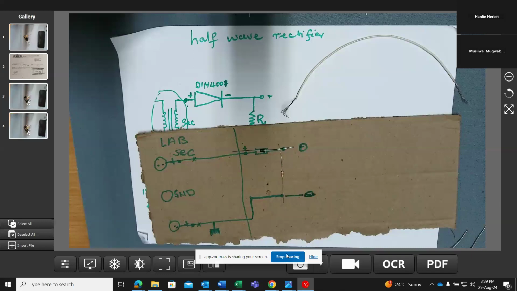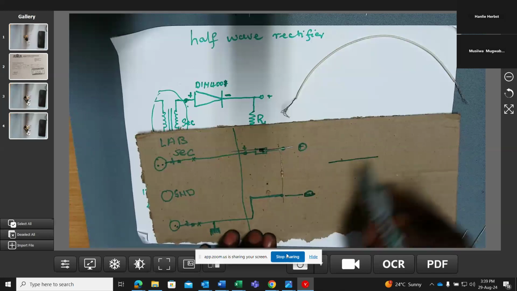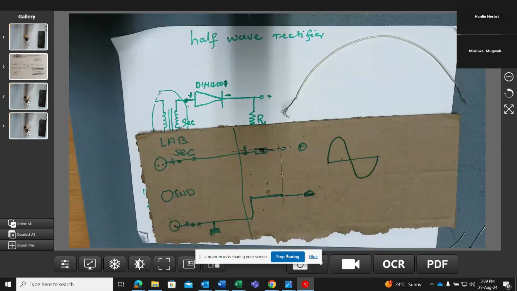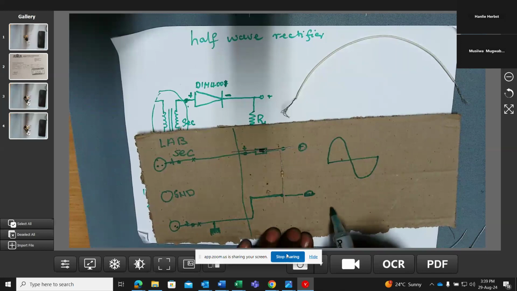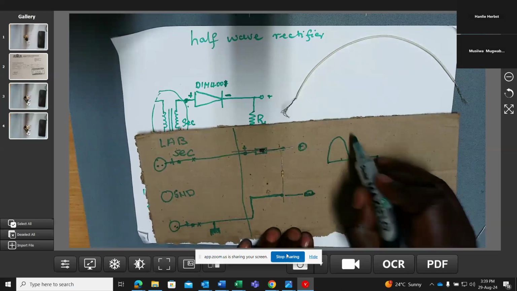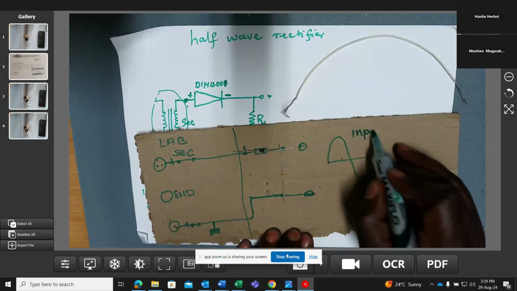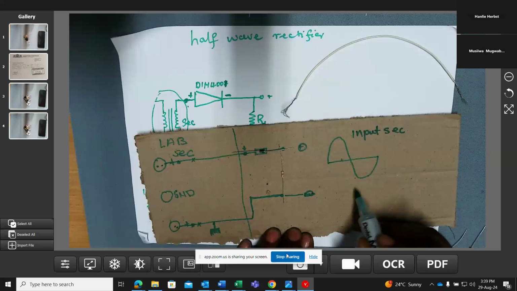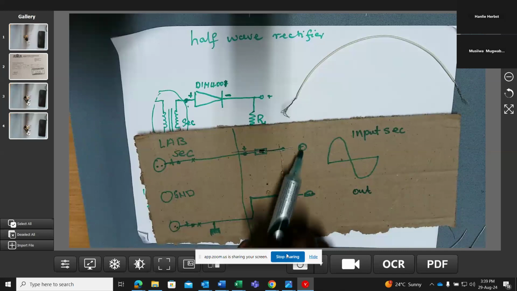But now, if I were to demonstrate the negative side and positive side, you will see that with your circuit, this is what you're going to find as the secondary side on your oscilloscope. But now, what you're going to find on the output: remember, this is the input, secondary. Then I need to have an output, which is measured between this point and that point.